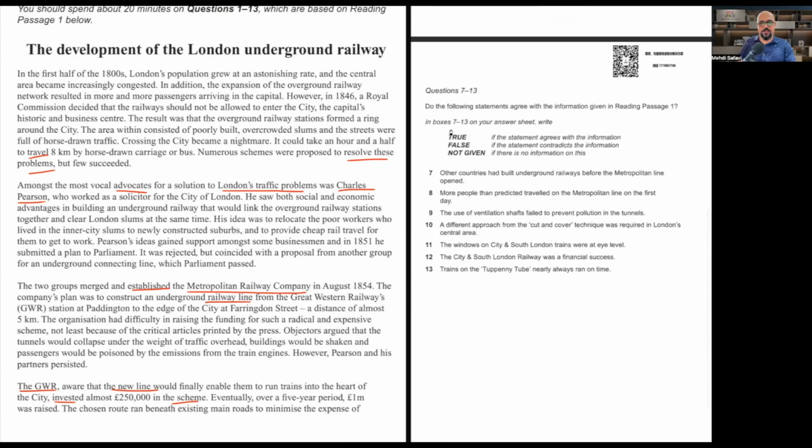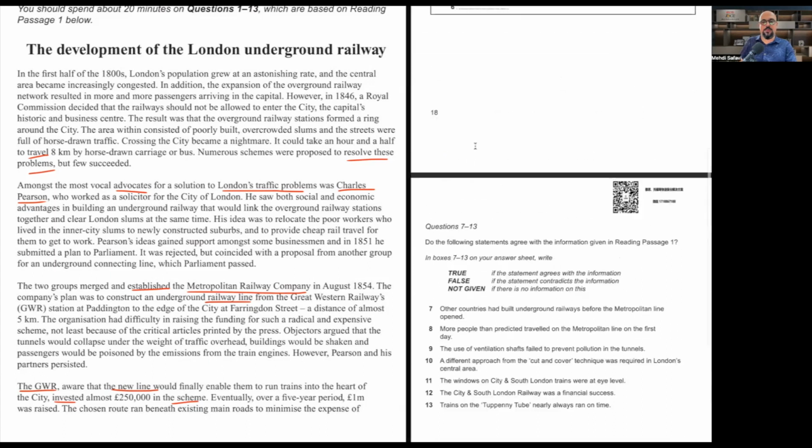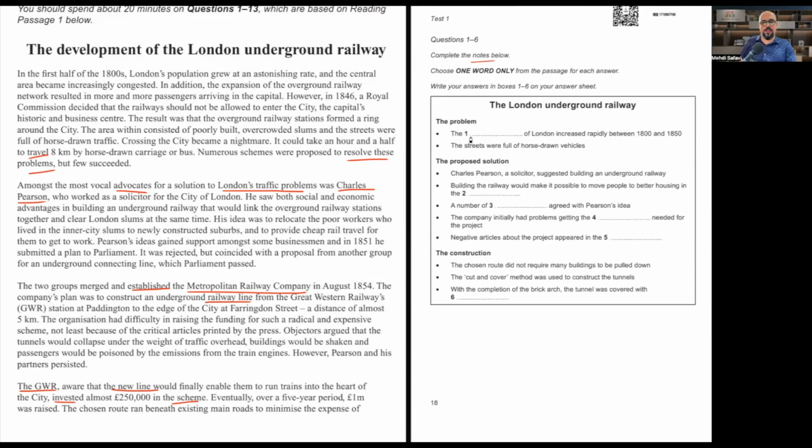True, false, and not given questions have a very interesting quality. These questions always come in passage order. So for example, if I find question number 7 in paragraph B, the second paragraph here, question 8 cannot be in A. They come one after the other, and this can help us in finding the relevant areas. So this question type is a very good task to start with. We don't have to start with the first one simply because it's number 1. No, we don't need to do that.